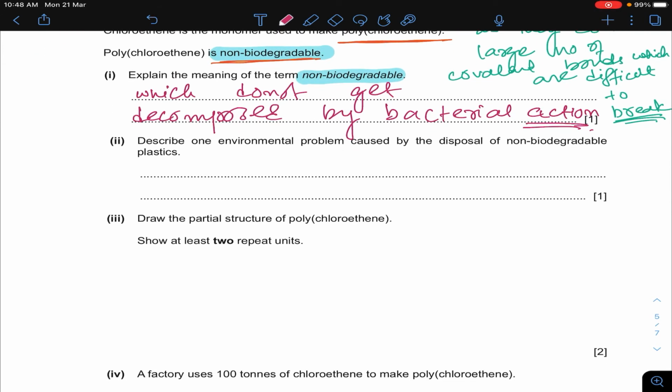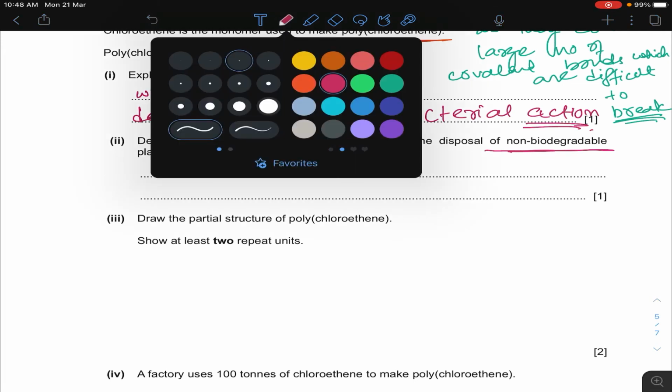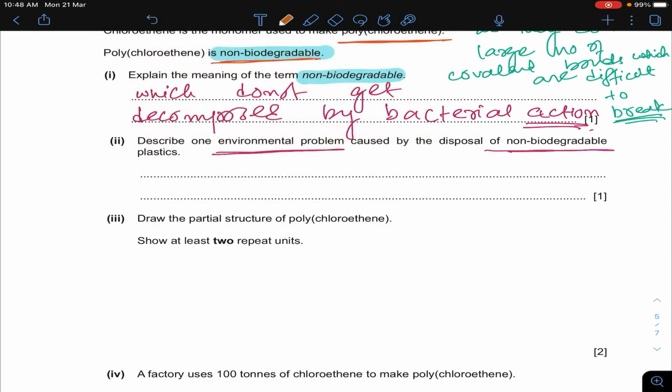Describe one environmental problem caused by the disposal of non-biodegradable plastics. We have already discussed the environmental problems. You can write any one of those. Burning releases toxic gases, or it causes landfilling, whatever, you can just write it here.